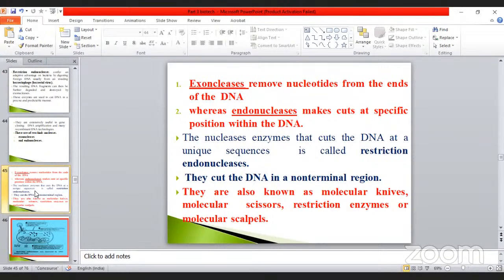Exonuclease means it removes nucleotides from the end of the DNA molecule. Don't forget. Whereas the endonuclease makes a cut at a specific position within the DNA molecule, in a non-terminal region. It is not the end terminal, it is the middle of the molecule. You already know about that. So they are all called molecular knives, molecular scissors, restriction enzymes or molecular scalpels.